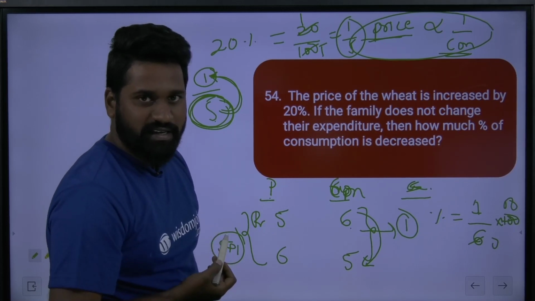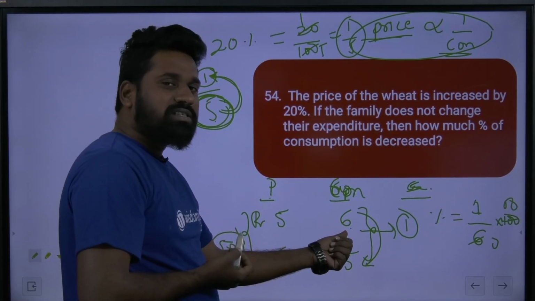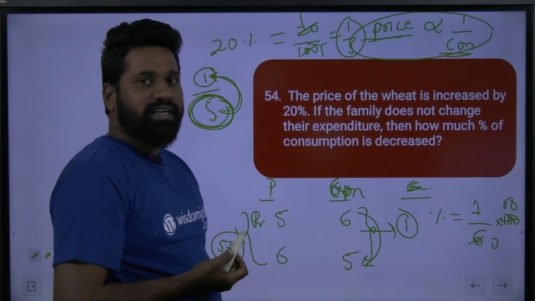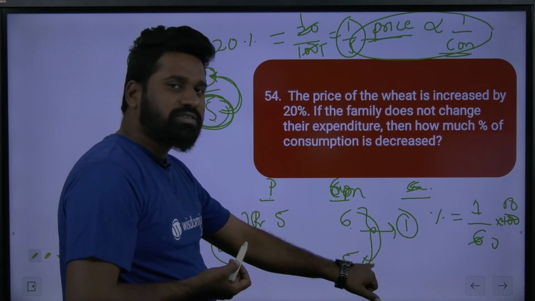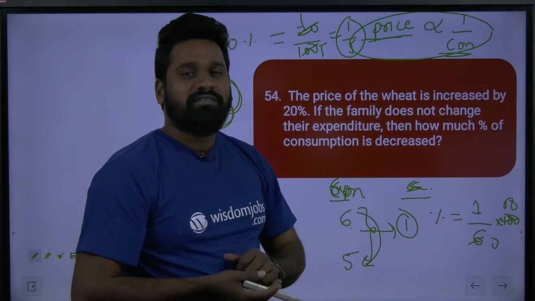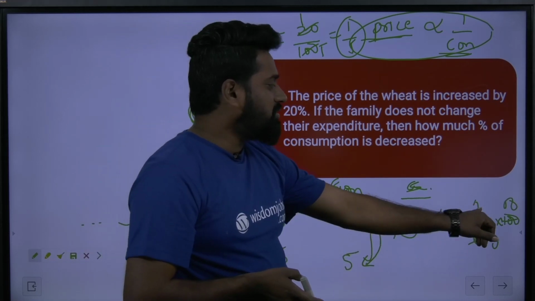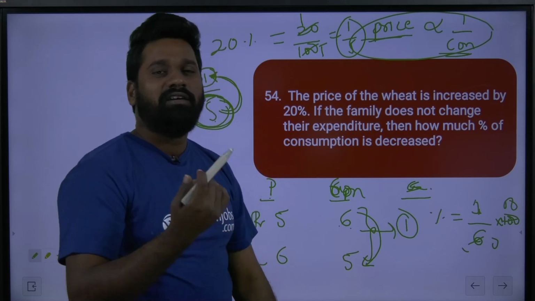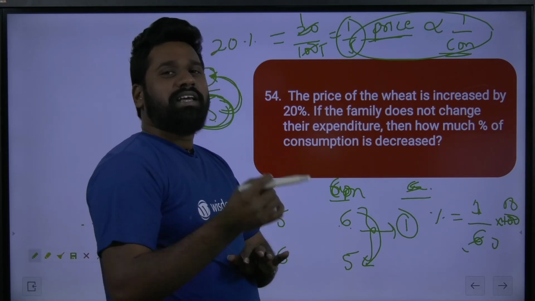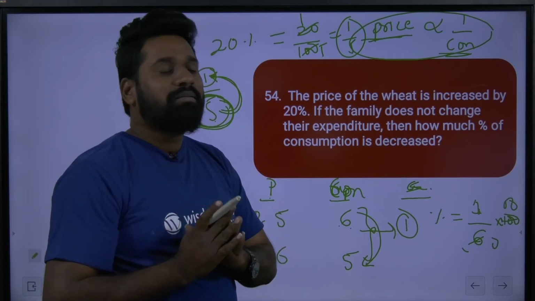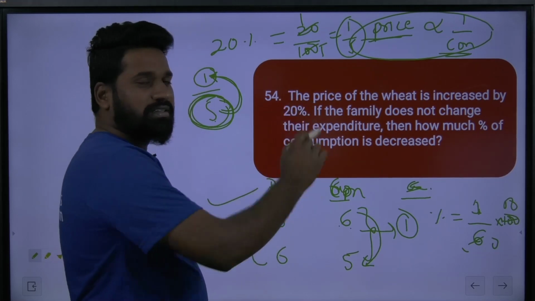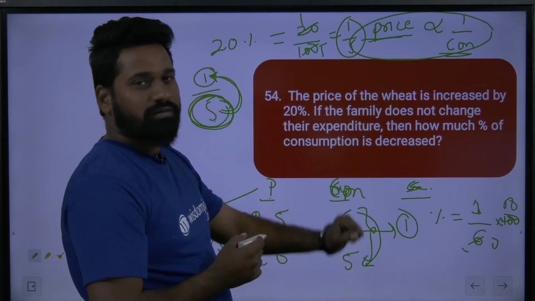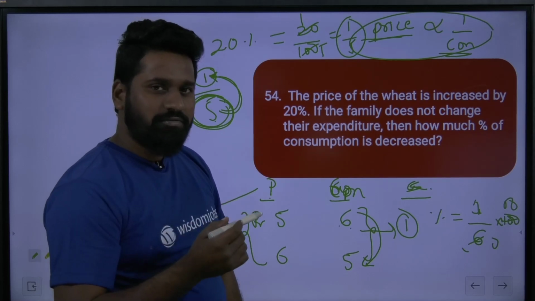So that means this is 6 kgs, it becomes 5 kgs. So how many kgs reduced in the consumption? 1 kg. We are finding the percentage: reduced value by initial value into 100. Then you are getting 16 2 by 3%. If you forgot the formula, this is the direct method. You can solve based on the question. Clear now? Right.